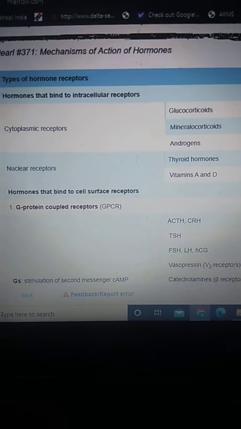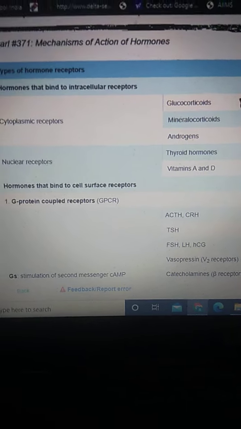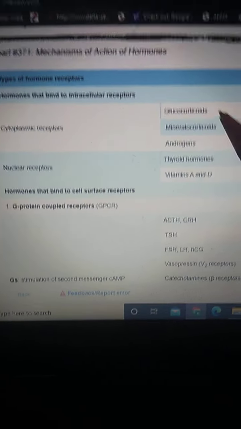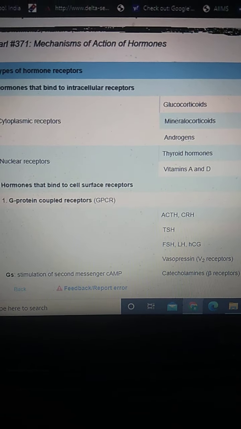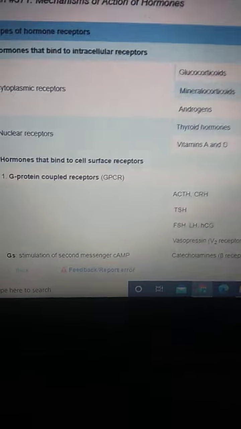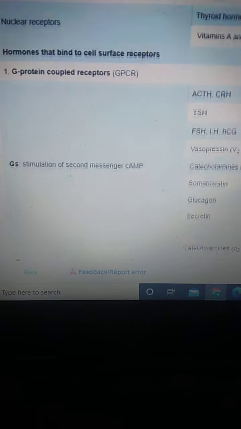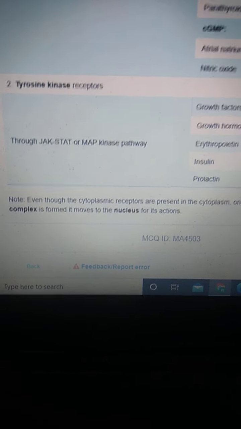So cytoplasmic receptors are for steroid hormones, that is glucocorticoids, mineralocorticoids, androgens. And for nuclear receptors, as I told you, there are thyroid hormones, vitamin A, and vitamin D. So these are all the intracellular receptors. We also have the G protein coupled receptors, which I'll talk about right away.